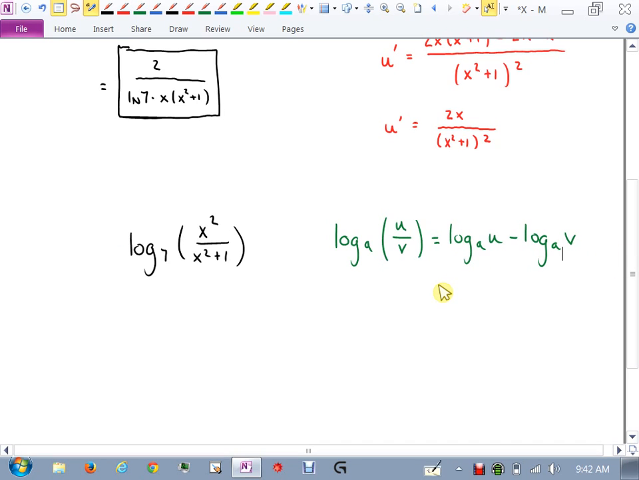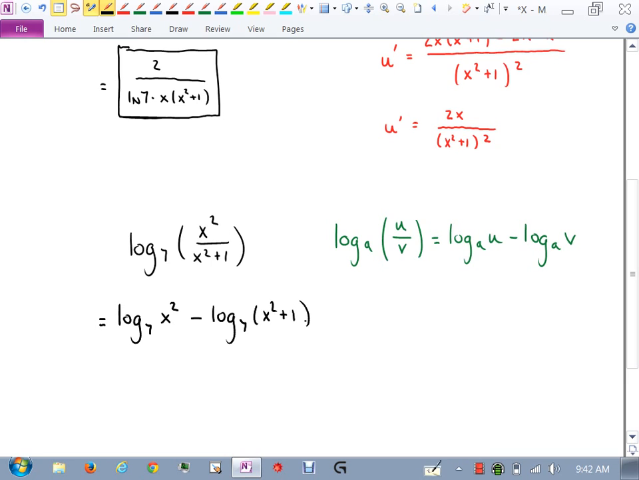That is a property of logs. So since I have something over something, I could have just started the problem without a derivative yet and just made it log base 7 of x squared minus log base 7 of x squared plus 1.